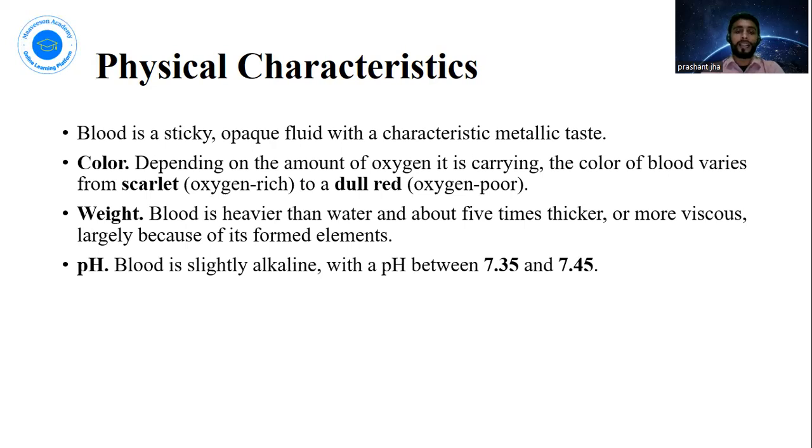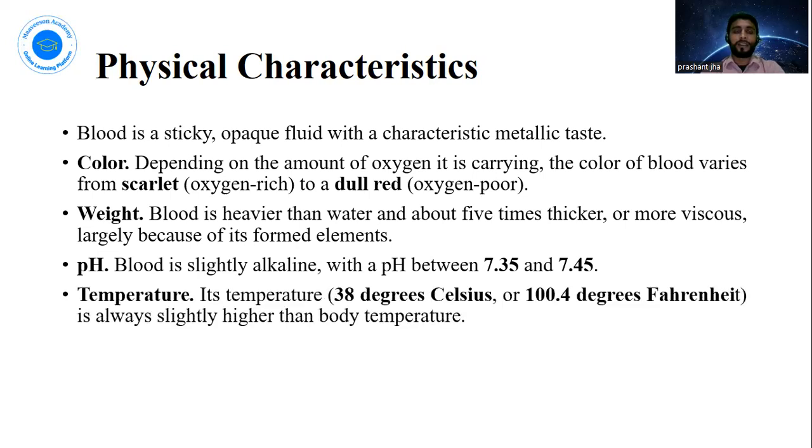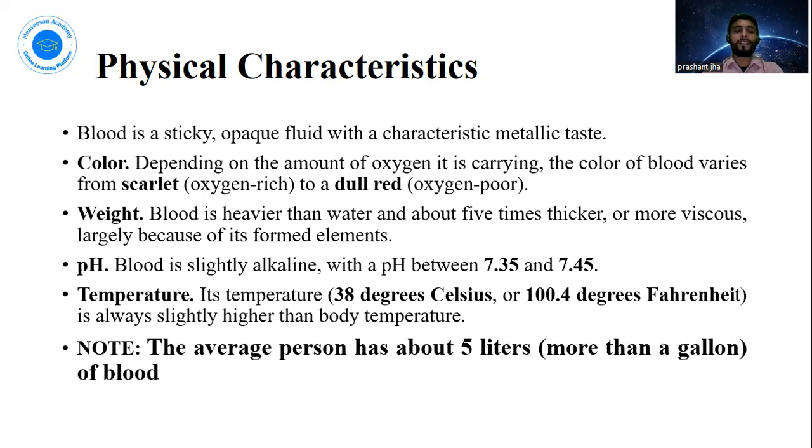Blood is slightly alkaline with the pH range between 7.35 to 7.45. The temperature of blood is always slightly higher than the body temperature. The average person has about 5 liters of blood.